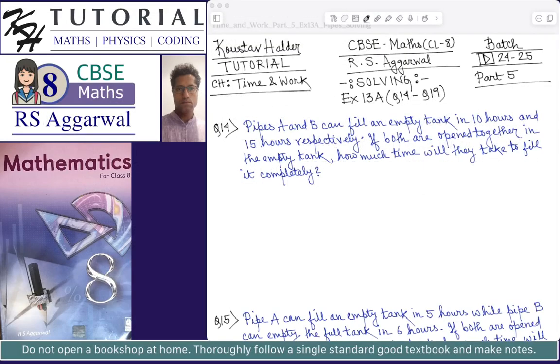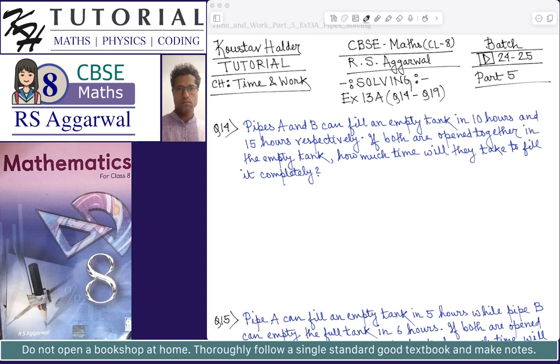Okay, so I have written down all the problems in the canvas, question number 14 to 19. These problems are from exercise 13A. All these problems are based on the concepts of pipes and cistern.